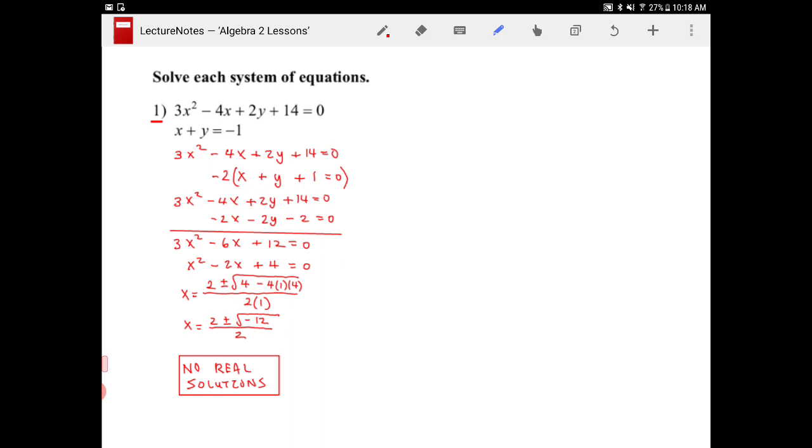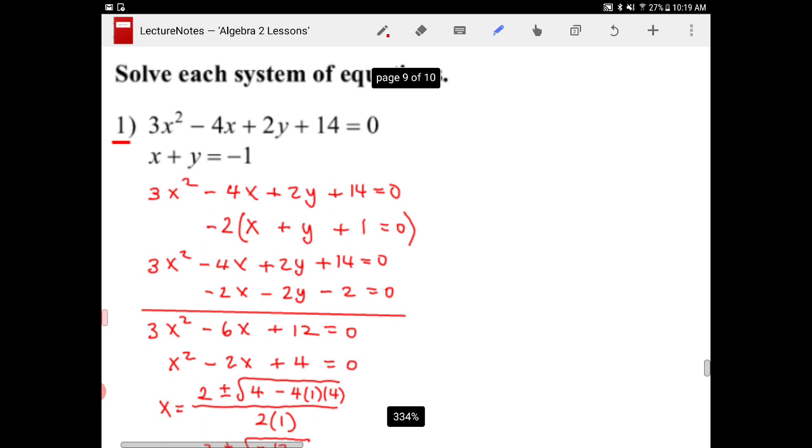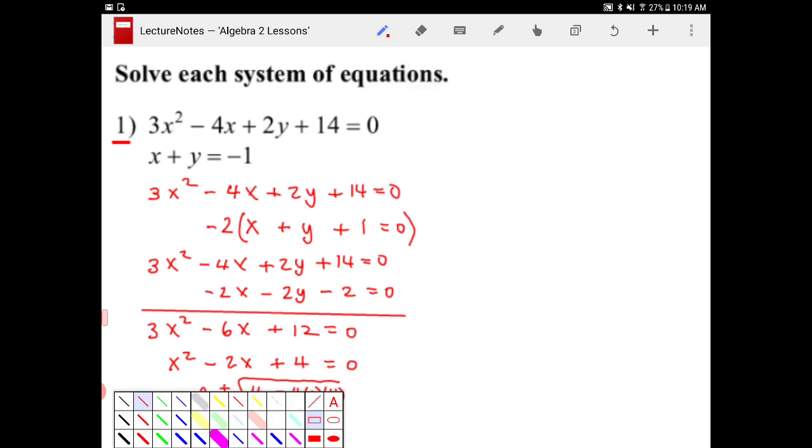In order to use technology, we need to enter this into the graphing calculator, so we need to do a little bit of rearranging. In order for us to enter things into the graphing calculator, we're going to rearrange this by isolating y. To do that, I'm going to bring everything over that doesn't have a y in it to the other side. I end up with negative 3x squared plus 4x minus 14.